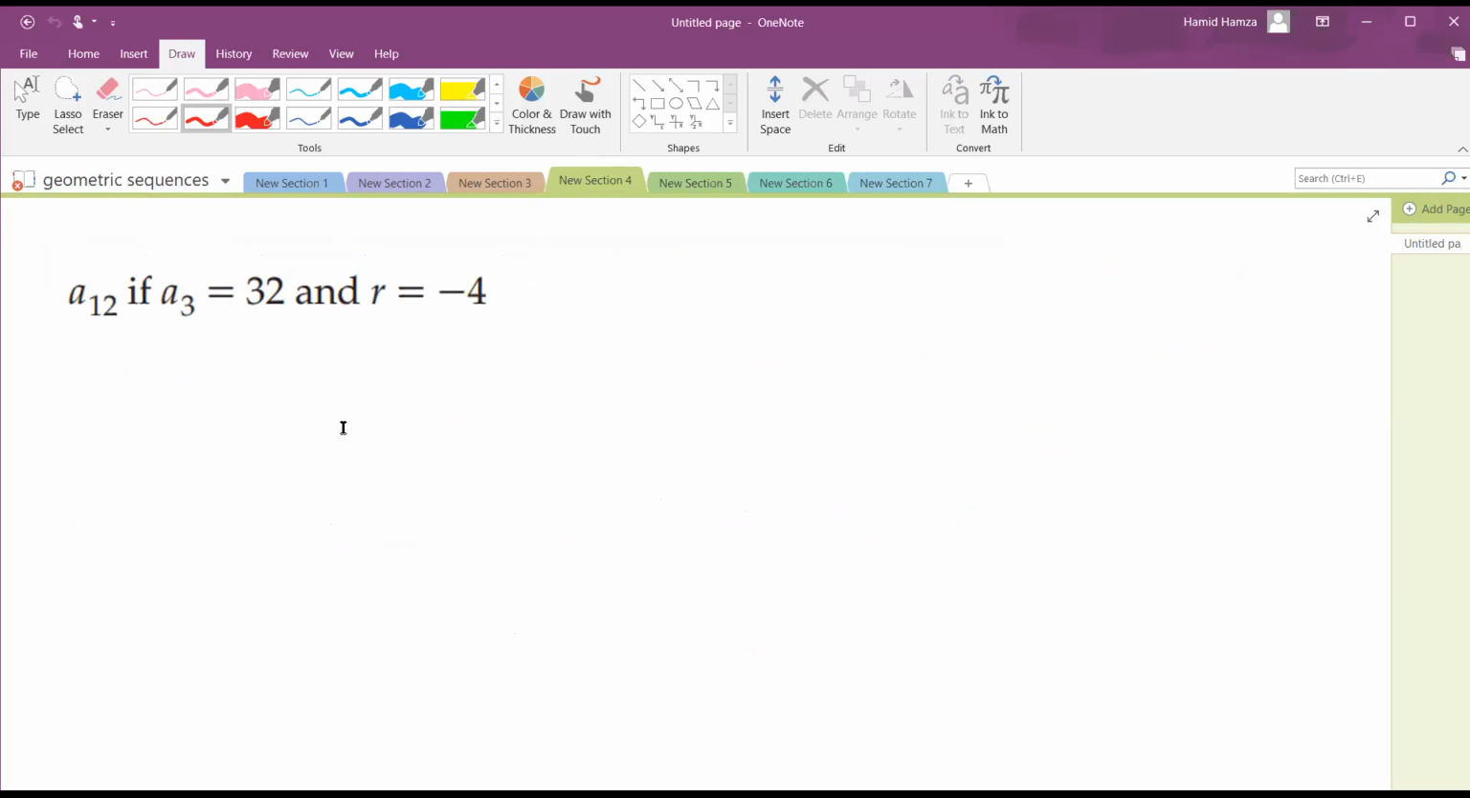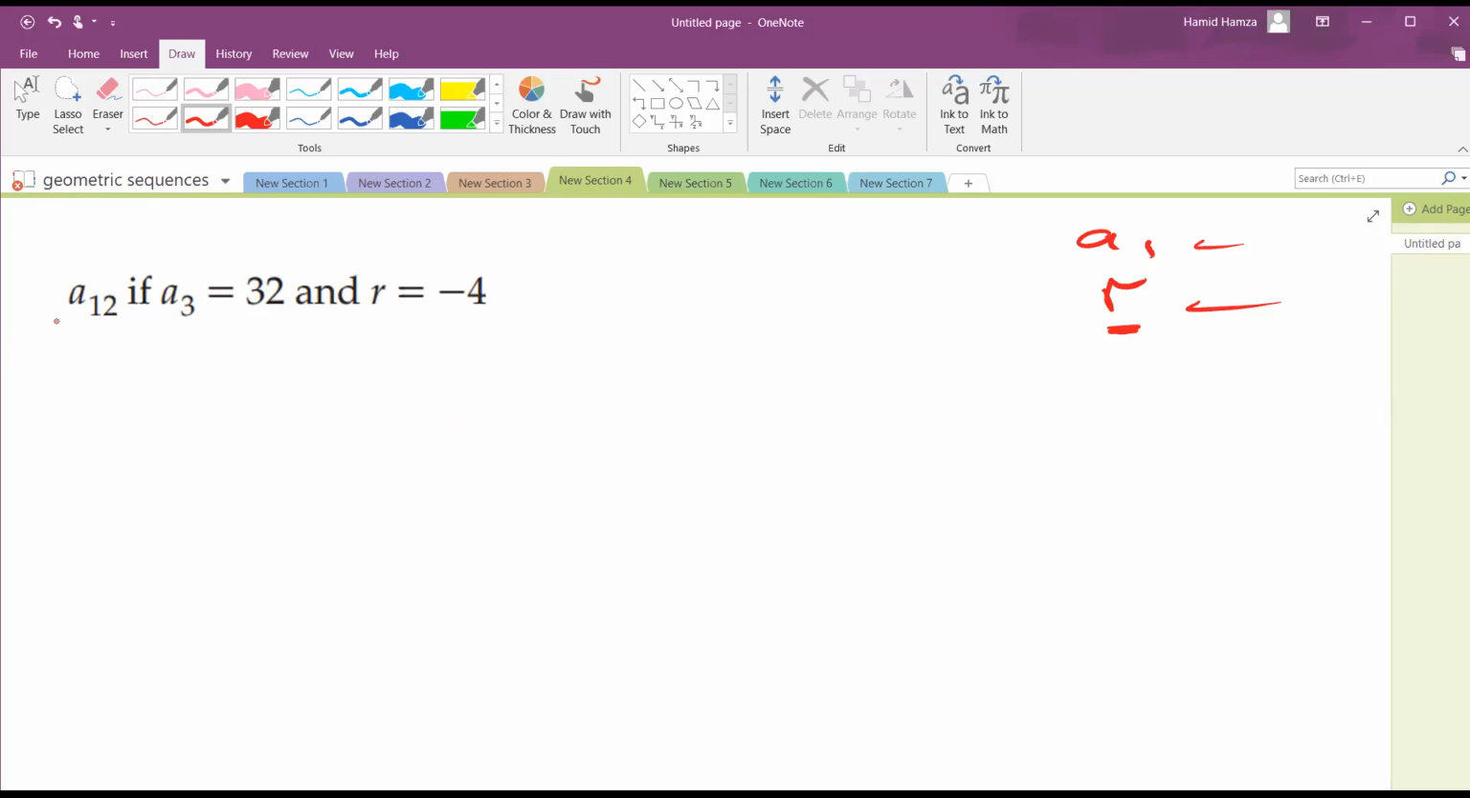Okay, here's the next question. We wanted to find a12, and a3 is given and r is given. As I told you, my key terms in any sequence are a1 and r. Before thinking to solve any question, you must make sure that these two are given. If not, you must find them first.